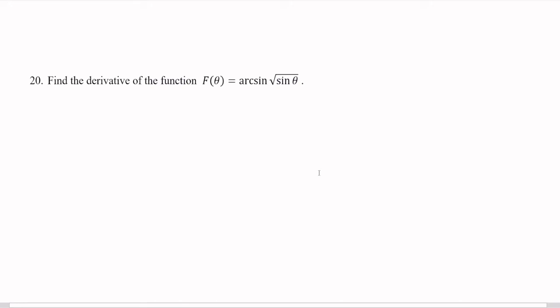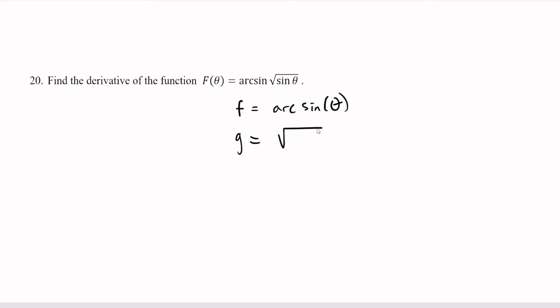Okay, now this one has lots of signs in it. This one must be harder. We'll see. So again, I see chain rule. F is arc sine theta. Again, just, you see theta, use theta here. G is what's inside here, square root sine theta.